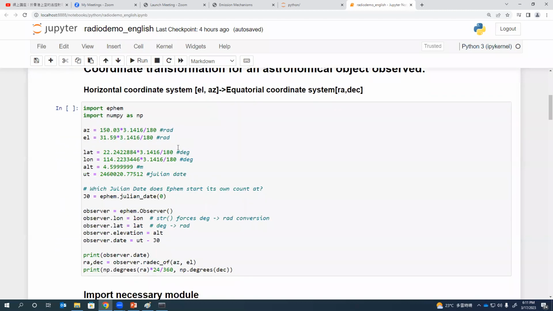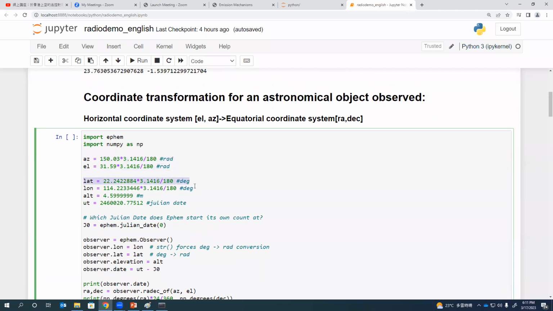And the second one we would like to show you is related to our Hong Kong case. First, you can see this representation, LAT and LON, corresponding to the latitude and longitude.